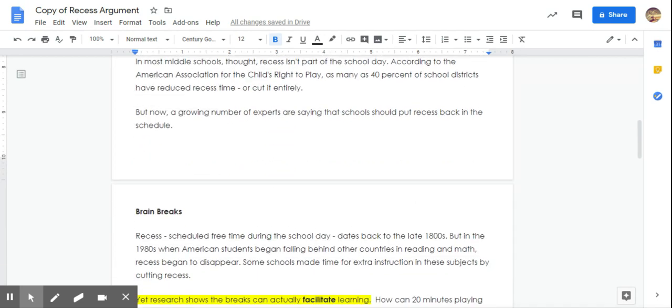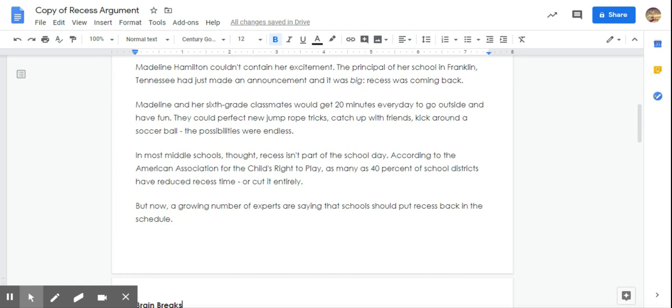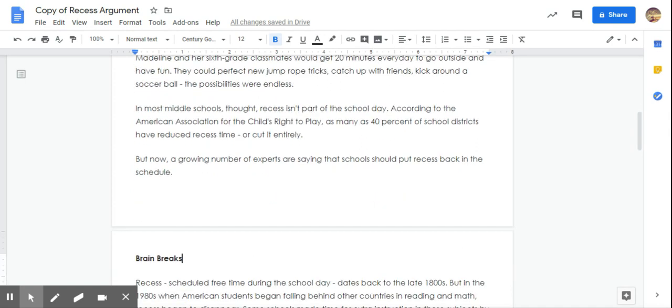I'm going to stop there because I see here that we've got a subtitle. So I'm going to stop there and go back and look over this. It starts off with an example of this girl, Madeline Hamilton. Then it goes on to say that a lot of middle schools have gotten rid of it. And now it's saying a growing number of experts are saying that schools should put recess back in the schedule. So we know that it's going to be one side for and one side against.